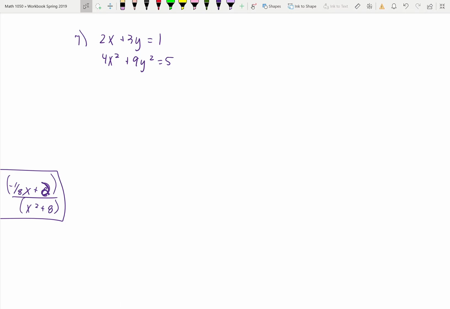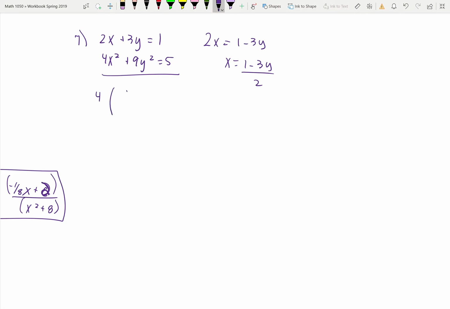Question 7, I have to use substitution. I don't want to solve equation 2 for x or y because they're both squared. So if I solve equation 1 for x, then I get 2x equals 1 minus 3y, divided by 2, and I get x is (1 minus 3y) over 2. Okay. Now, I could have also solved for y.